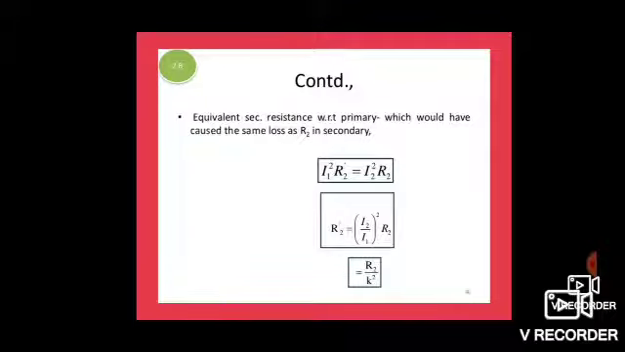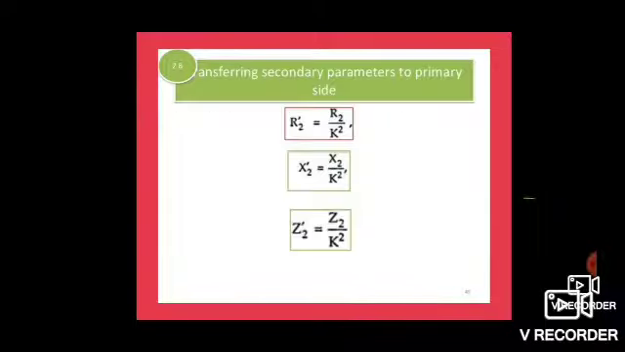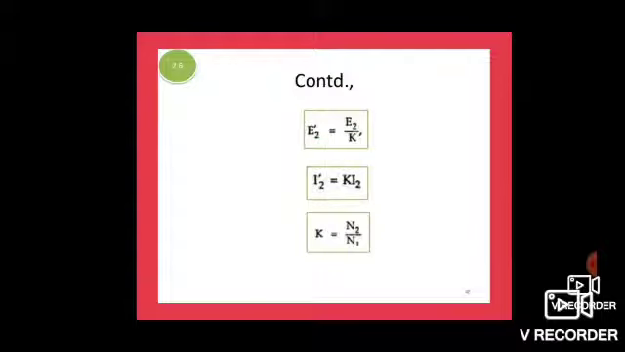Therefore, R2 divided by K squared, since I2 divided by I1 is 1 by K, is referred to as R2 dash. Therefore, R2 dash is R2 by K squared. Similarly, X2 dash is X2 divided by K squared. Z2 dash is Z2 divided by K squared, where K is the transformation ratio. For that, E2 dash is equal to E2 by K. I2 dash is equal to K into I2.